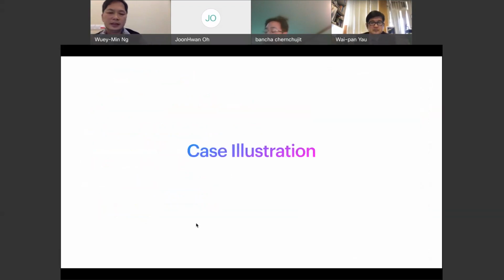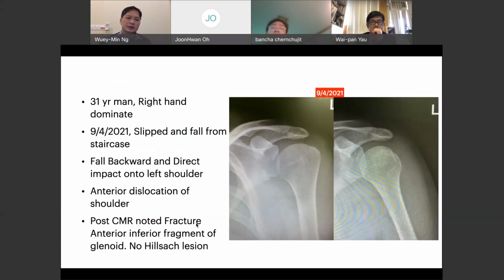So I will illustrate one case of how I do it. I have this 31-year-old man, right hand dominant, who fell down the staircase in April, fell backward with direct impact on the left shoulder. He had an anterior dislocation of the shoulder. After closed reduction, a small glenoid rim fracture was noted. There was no Hill-Sachs lesion noted.